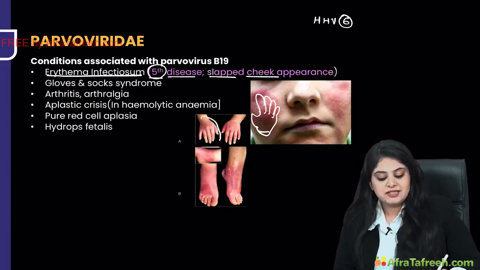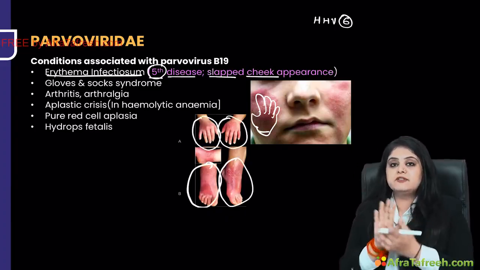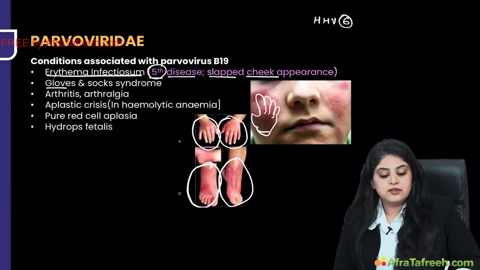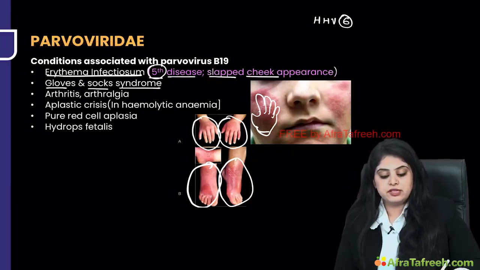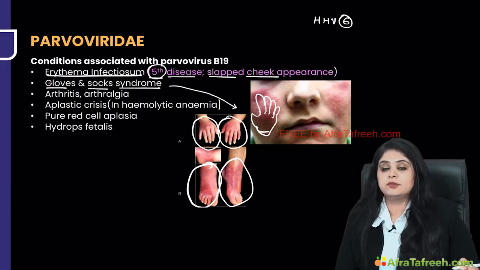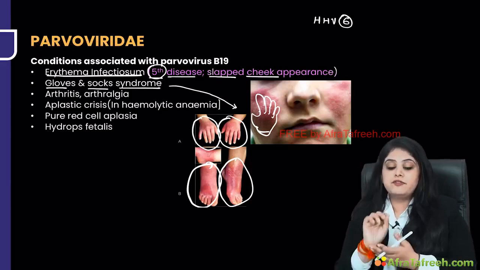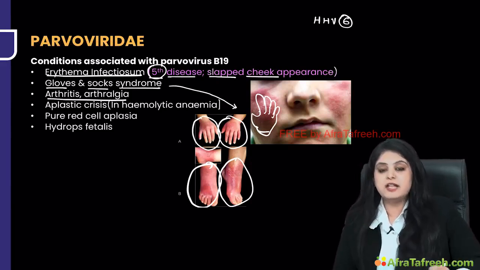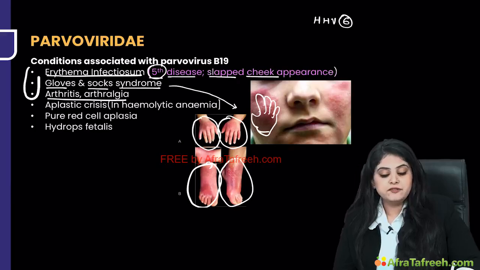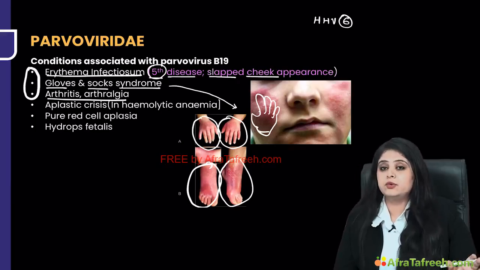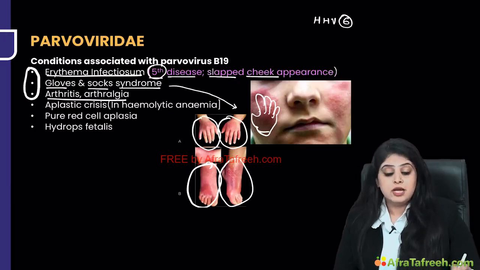So can I say that the rash will occur on the hands and the rash will occur on the feet, as if the child is wearing gloves and socks? So it is also called gloves and socks syndrome, because there are rashes on the hands and feet also, and the joints are also affected. So there is arthritis and arthralgia. So there are rashes on the face, hands, and joint involvement. But what about the bone marrow?